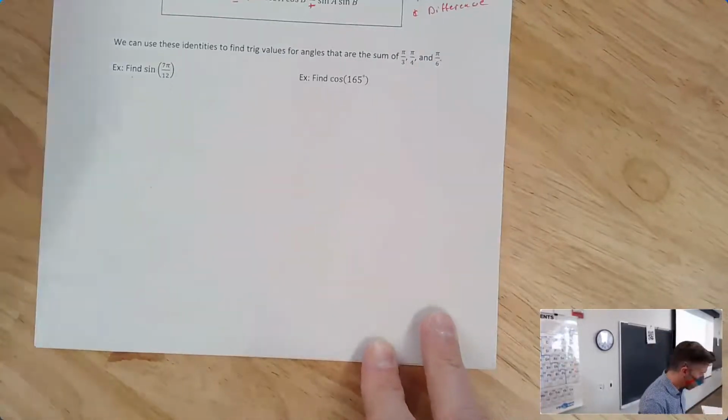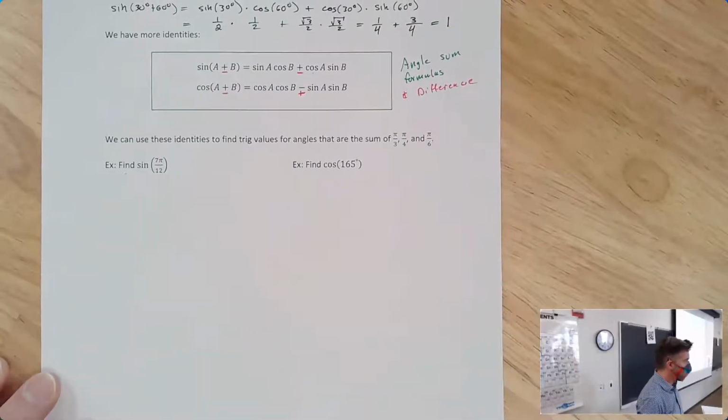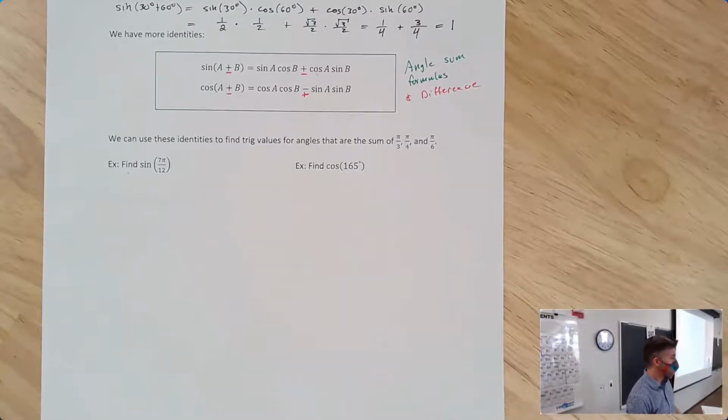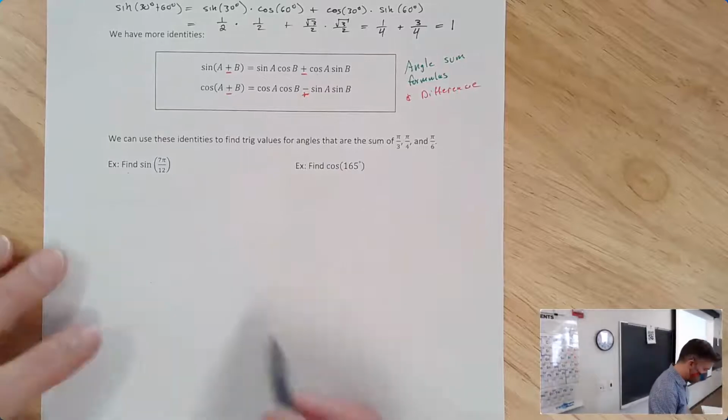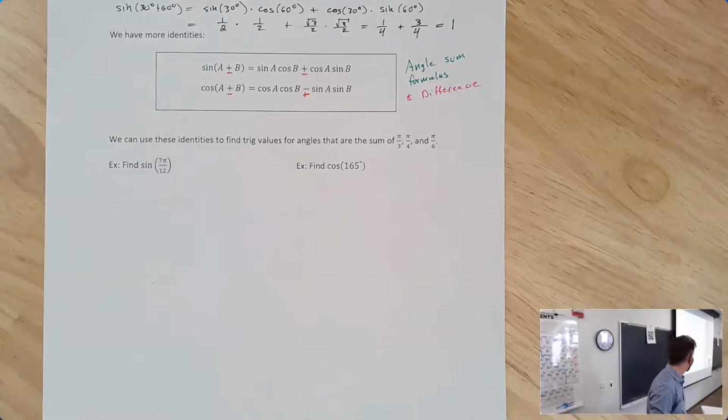This angle sum formula can be used to evaluate sine and cosine and tangent, but we're not using it for tangent, of some new angles. Some angles that aren't pi over 3 or pi over 4 or pi over 6, but a sum of them. So let's start with sine of 7 pi over 12. You could, if you wanted to, write this in degrees. 7 pi over 12 is 105 degrees.